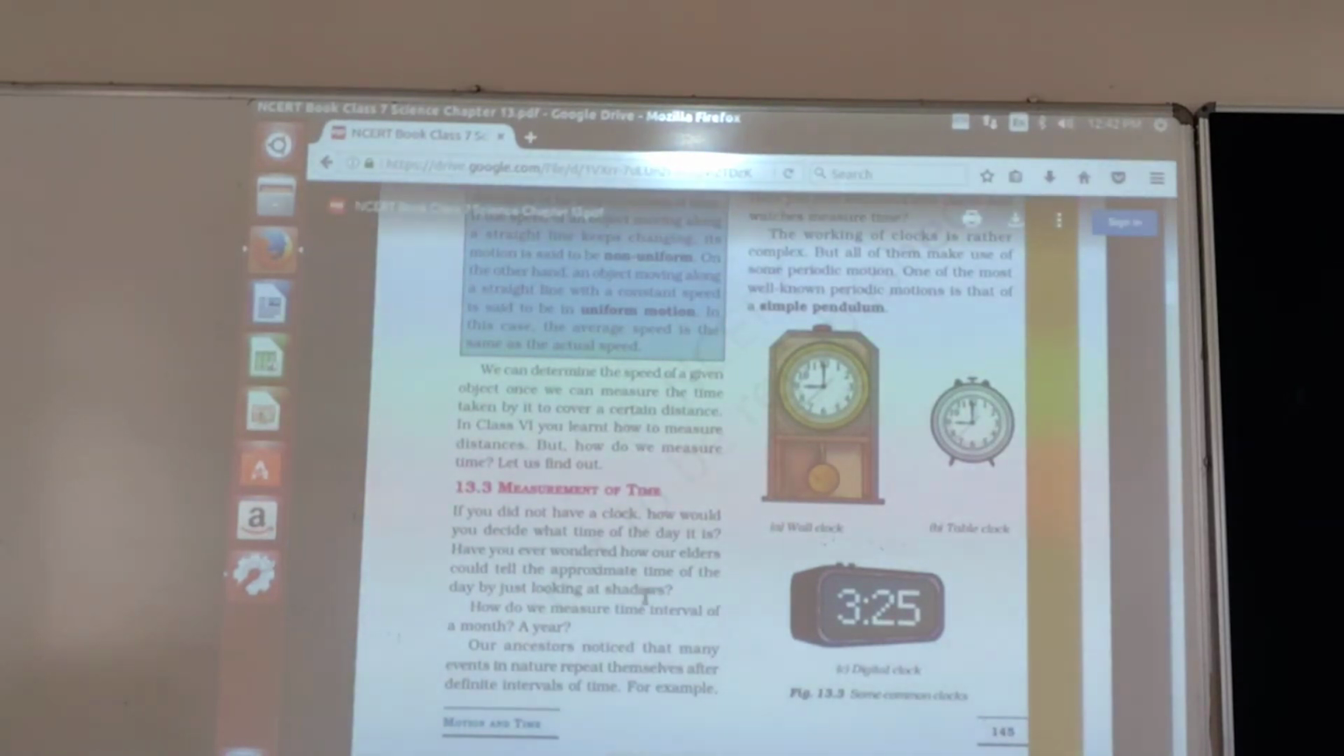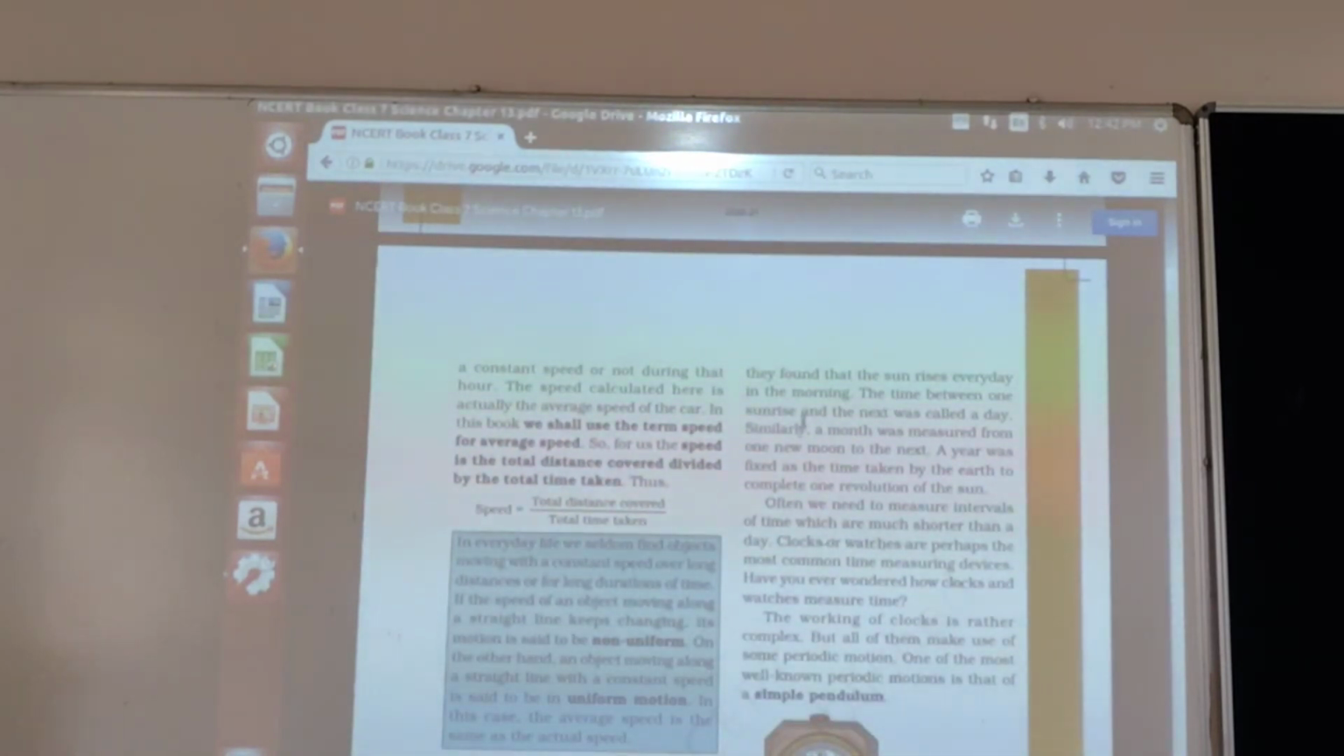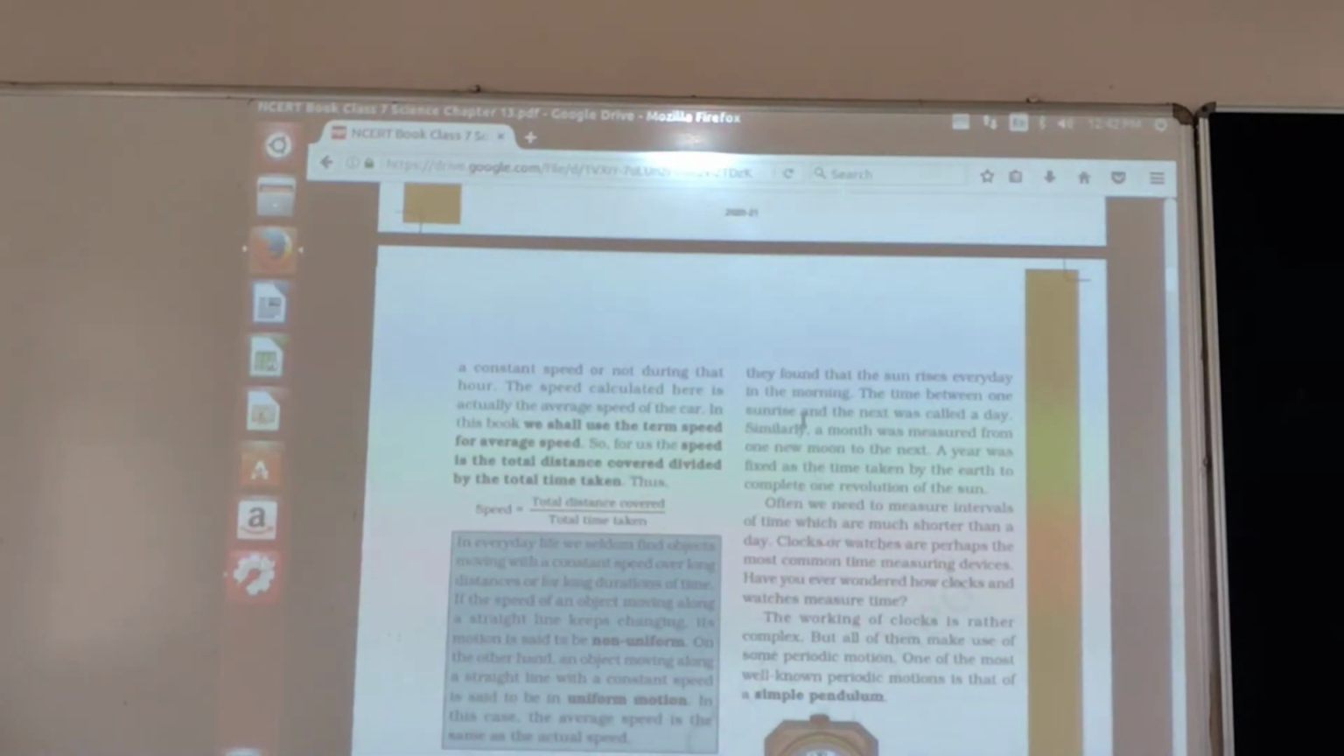That time also we could tell the approximate time of the day by just looking at a shadow sometimes. So how do we measure the time interval of the month and sometimes the year? Our ancestors noticed that many events in nature repeat themselves after a defined interval of time. For example, they found that the sun rises every day in the morning, and after 12 hours, the sun sets. So the time between one sunrise and one sunset.